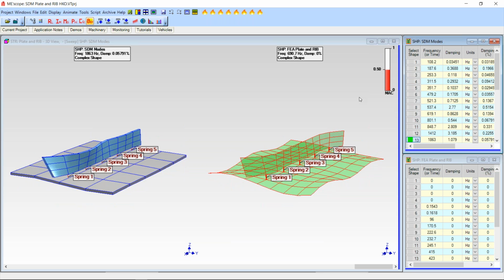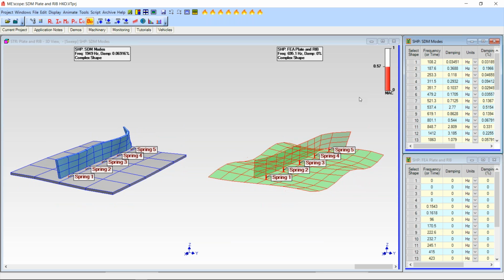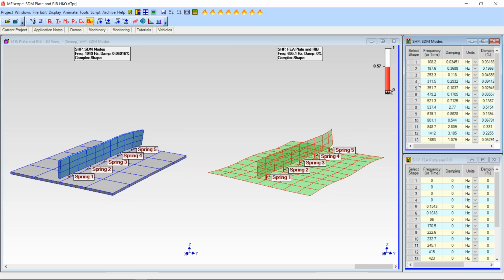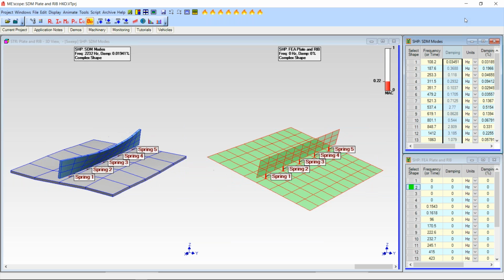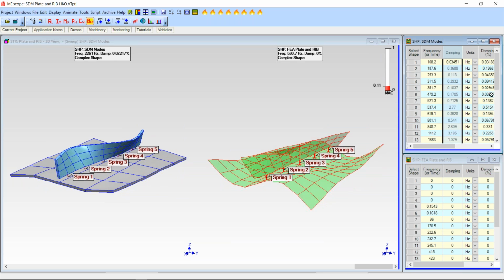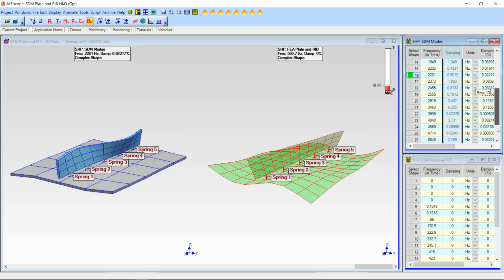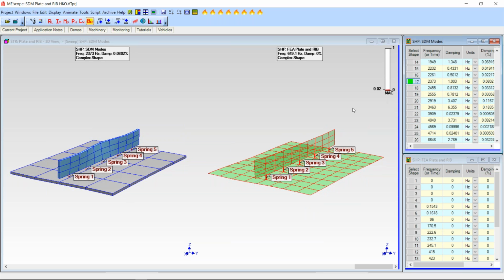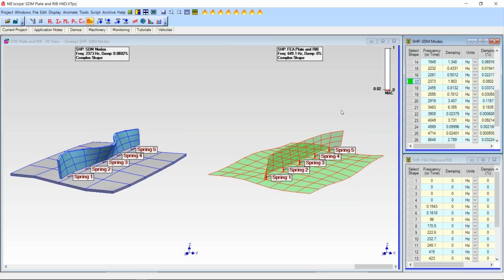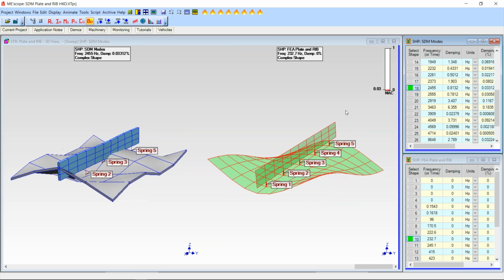The first 10 line up very well with FAA, but as we get to the higher frequencies here, we've got 30 modes. Let me scroll this a little bit further here, and we can see, okay, so we've got 30 modes in here, but as we get up higher in frequency, there isn't a good match between SDM and the FAA mode shapes.